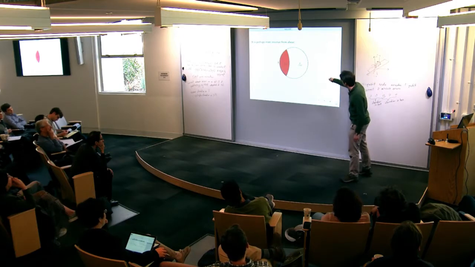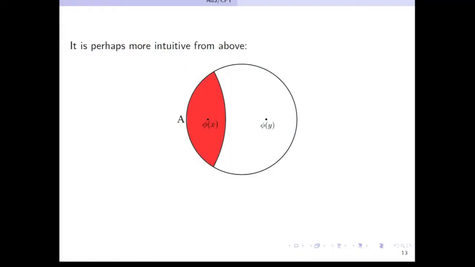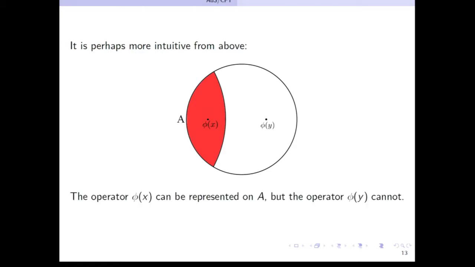So then this A is this interval here, right? And then from this A we can define this wedge region, which I'll call the causal wedge. Just a name. And then the claim is that this phi of x, where x is inside of here, has a representation in the CFT on the region A. But this y, which over here is outside of the wedge, does not have a representation in the CFT on A. That's the lesson you should remember.